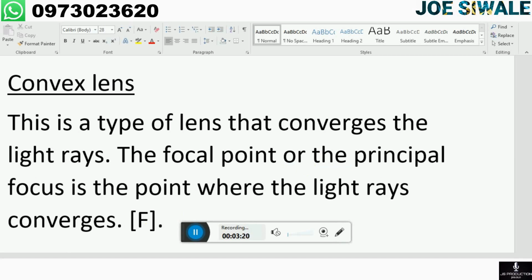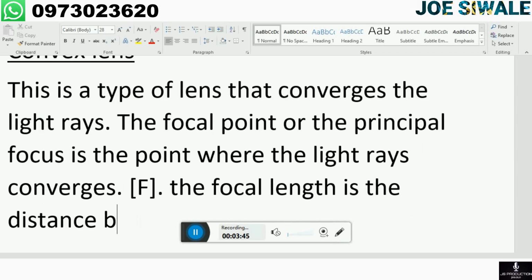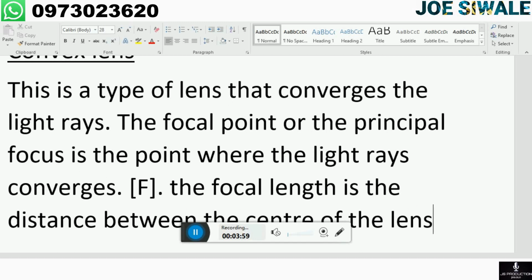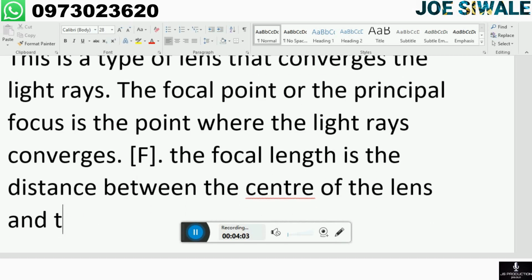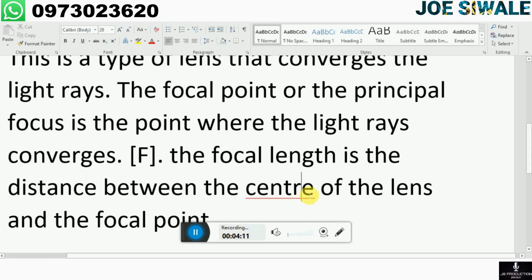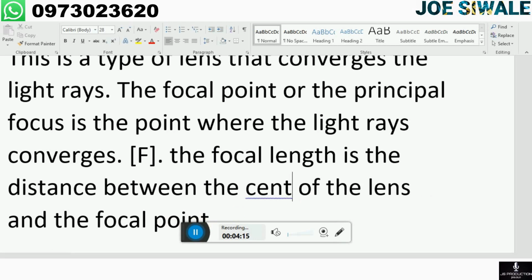Then we also need to talk about the focal length. So the focal length is the distance between the center of the lens and the focal point. And this is represented by small letter f.